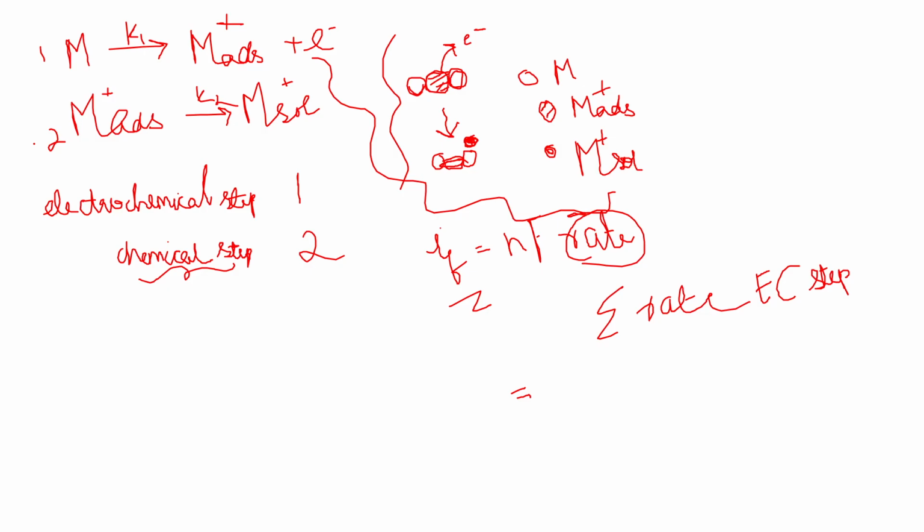But when you have intermediates involved, you will write the site balance. Site balance in the sense you have a set of atoms. If I visualize my metal as a set of atoms, what happens? One atom can lose an electron and get charged, and then it leaves into the solution. When M adsorbed is leaving, it is leaving a gap. In that gap, the atom below is getting exposed, right?